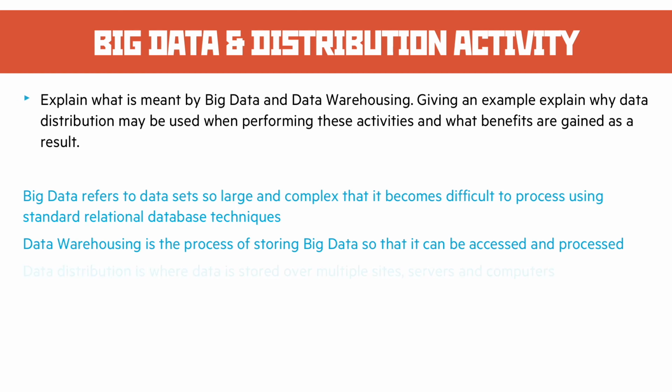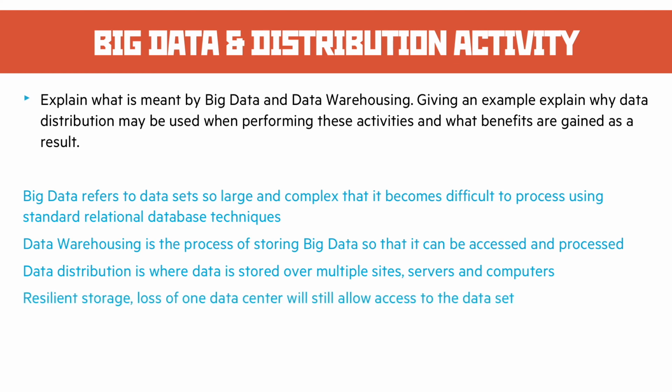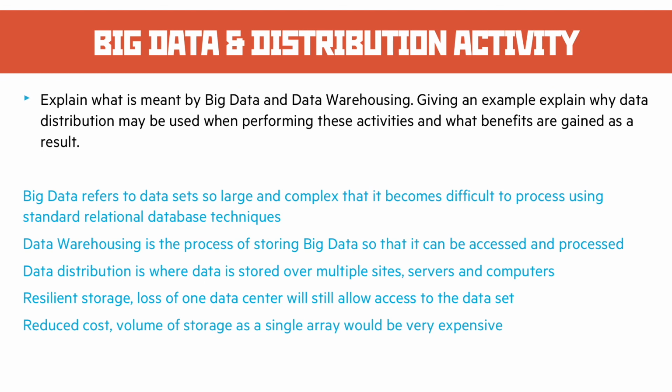Well, data distribution is where data is stored over multiple sites, servers, and computers. So the example of this could be storing all the Amazon sales data, for instance. It's resilient storage. If we lose one data center, we can still access other stuff. We reduce the cost. The volume of storage as a single piece would be very expensive, but buying lots of smaller parts, even if it is huge, is going to be significantly cheaper.